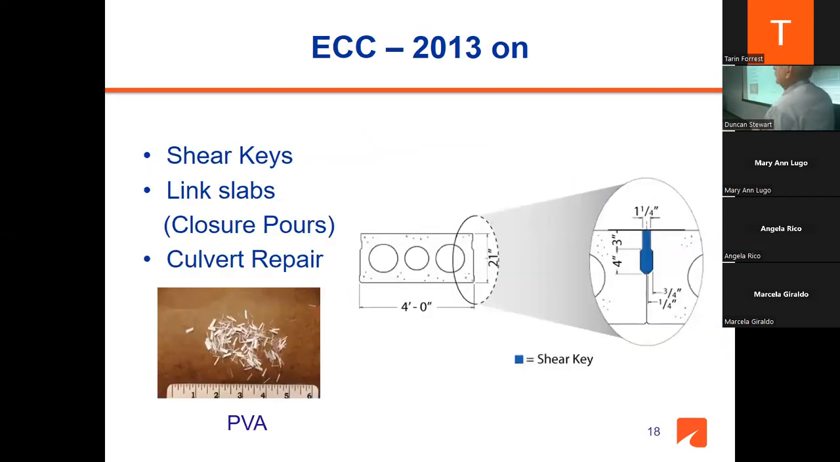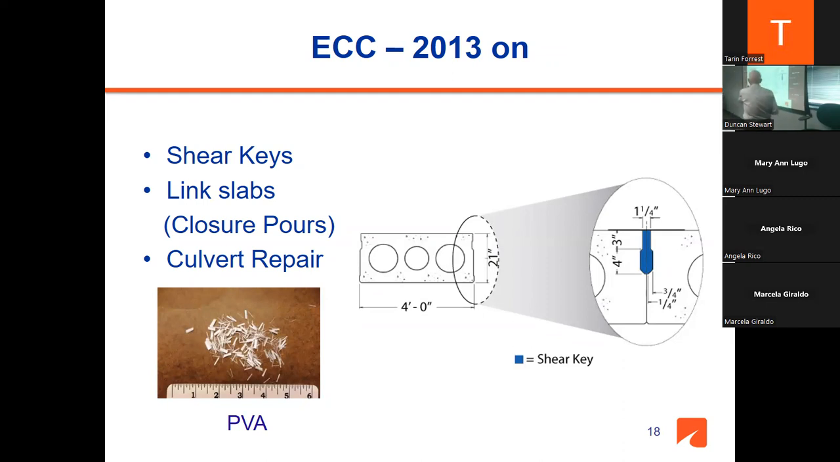Now, let's look at some of the applications. Where did VDOT use these things, for example? In the ECC, engineered cementitious composite, we use it in shear keys. As you see what a shear key is, when you have two slabs, usually voided slabs, you have a shear key, as you see, that's blue there. And we have used it in link slabs and culvert repairs. Culvert repairs, Mir will tell you more about that.